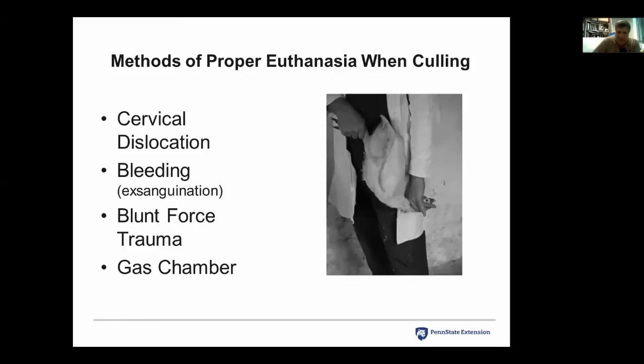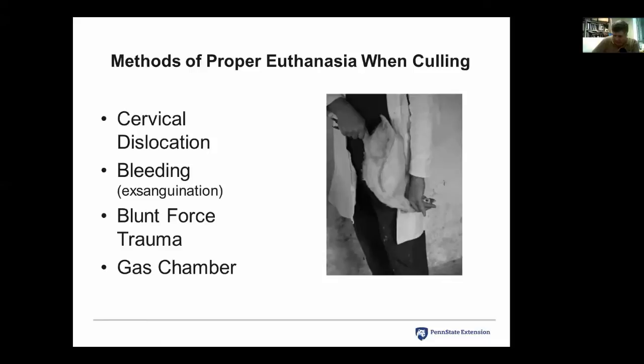So it should be quick, it should be final, it should be irrevocable. That's what good euthanasia is. So properly dislocating is an important thing. It's always a good thing to teach. If you're teaching this, always teach folks on dead birds first, and that helps get them used to the idea of what they're feeling for as they do this.